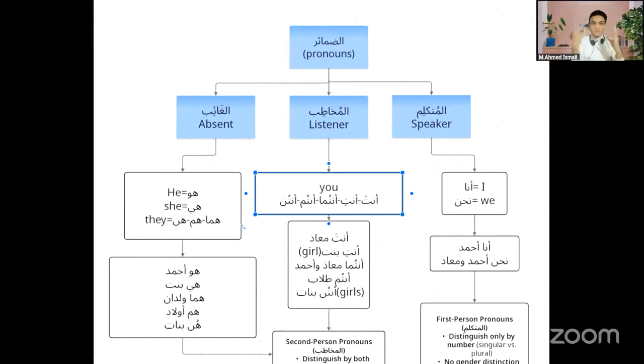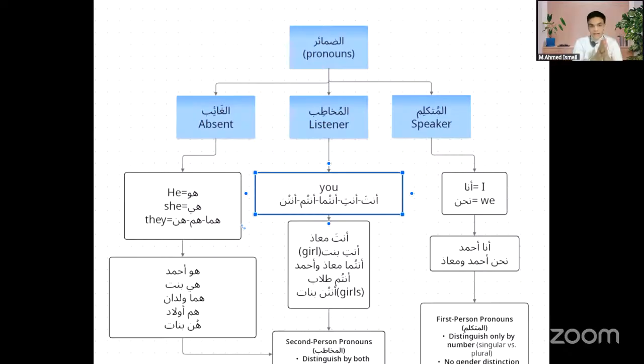So "you", if I want to say it for one mudhakkar, I would say anta. For one muannas, I say anti. If it's for two mudhakkar or muannas, both of them, I say antuma. So antuma for two, just for two. Not two or more, no, just two. And it's two male or female, like two mudhakkar or two muannas, no problem.